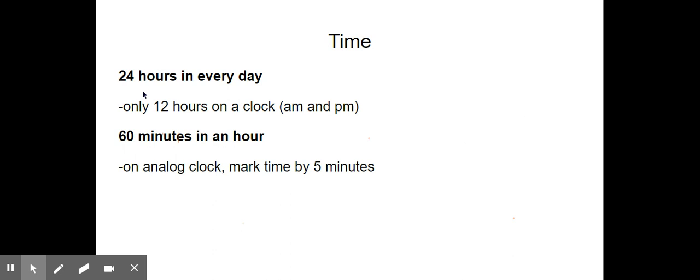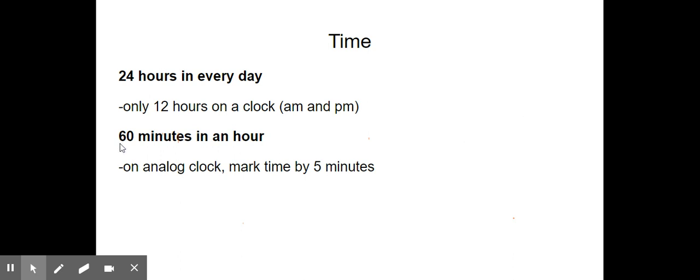But it can be a little confusing when looking at a clock because a clock only has 12 hours on it. That's because in the United States, where we all live, we have AM and PM, which we'll talk more about later. But that means that there are 12 hours in the morning and 12 hours in the afternoon. 12 plus 12 is 24. So there are 24 hours in every day. And that means that on a clock, the hour hand goes around the entire clock twice.